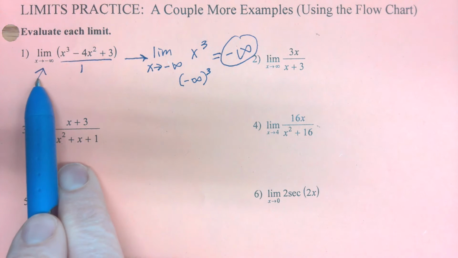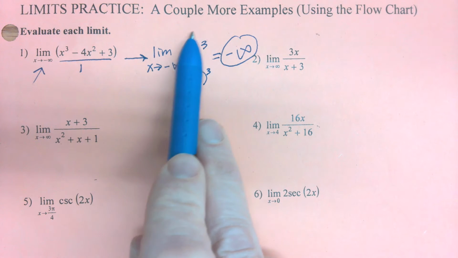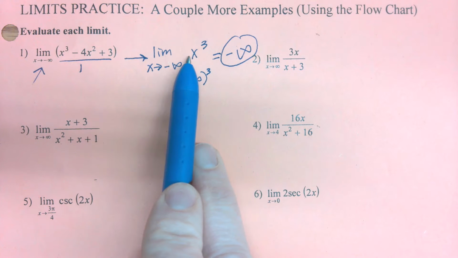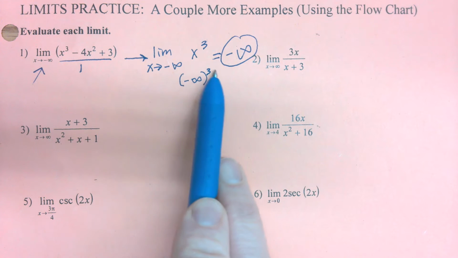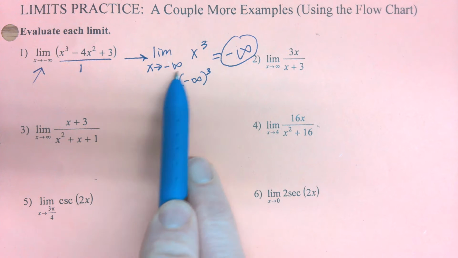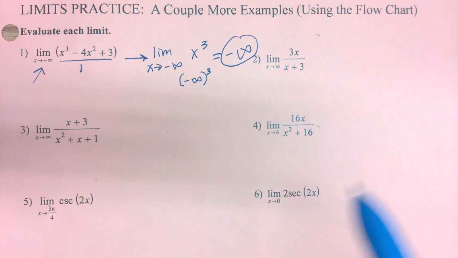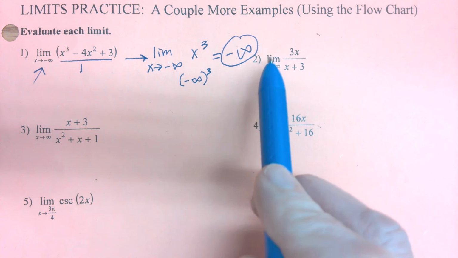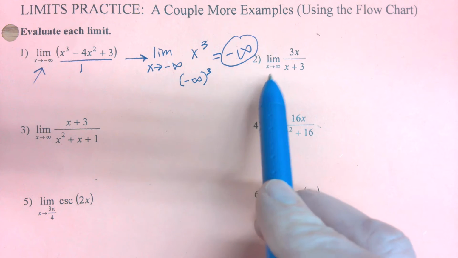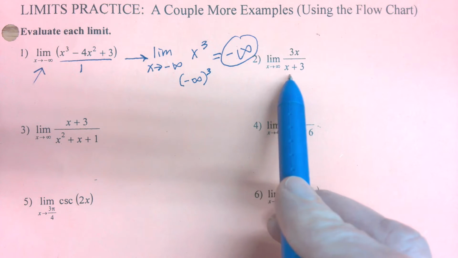It was approaching infinity. I took the lead terms and reduced them. I ended up with only a number on top. I could put it over 1 if I wanted to. So I have to imagine what's going to happen if I plug an infinity in there. So another one like that. The limit as x approaches positive infinity.